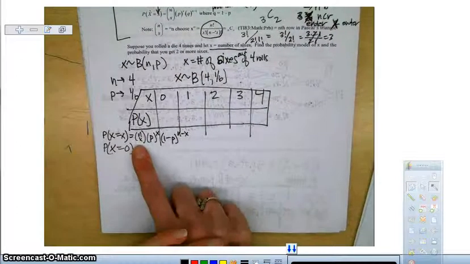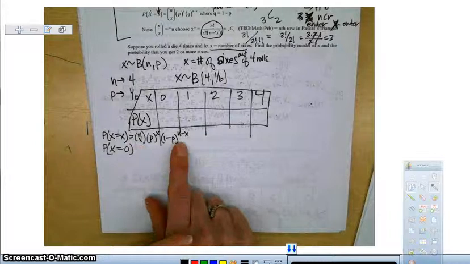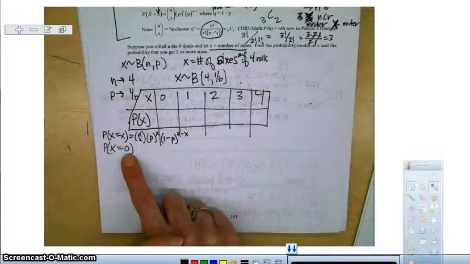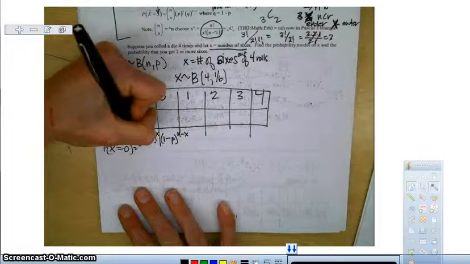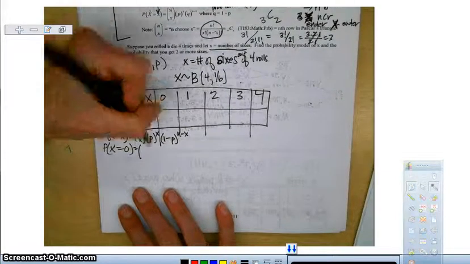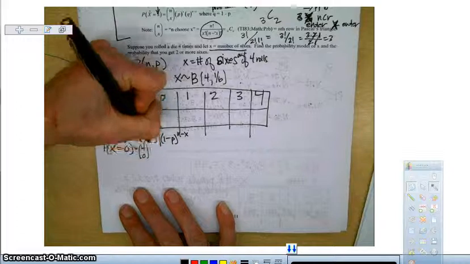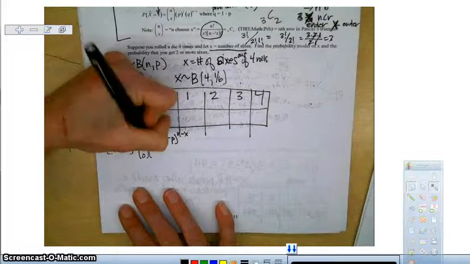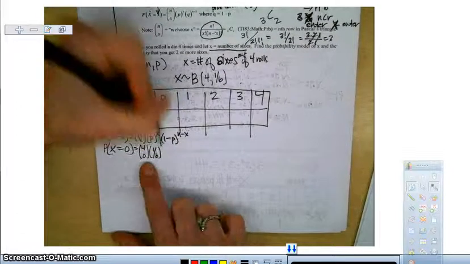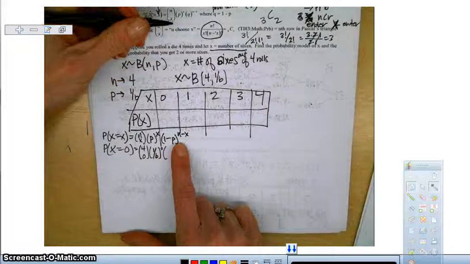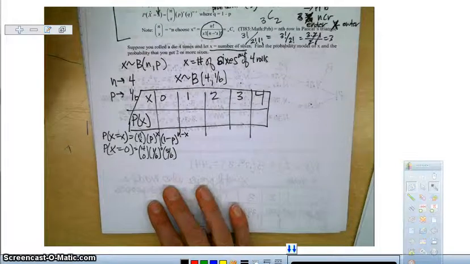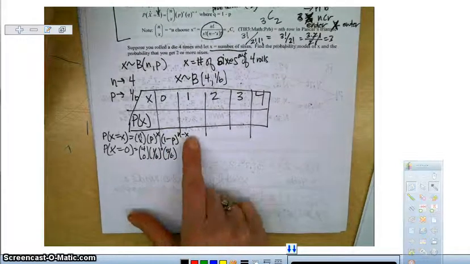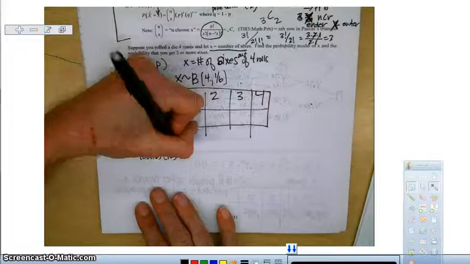I am simply using this formula each time. The x is going to change from 0 to 1 to 2 to 3 to 4. So that's all I'm going to do. So n is always 4, so the probability that x is 0 is 4 choose 0. And the probability of success is 1/6 to the 0 power. And 1 minus 1/6 is 5/6, so the probability of failure is always 5/6. And n minus x, 4 minus 0, is 4.